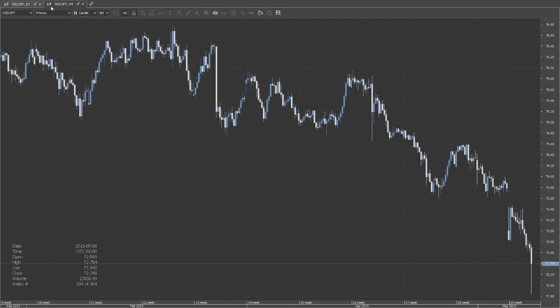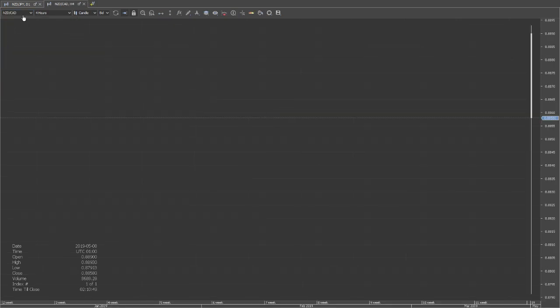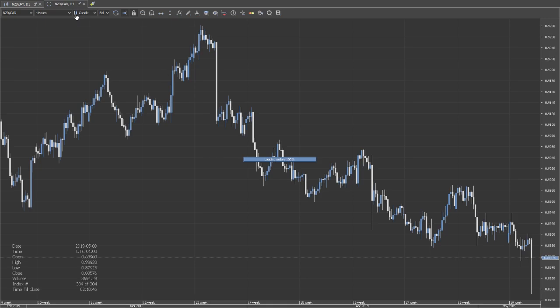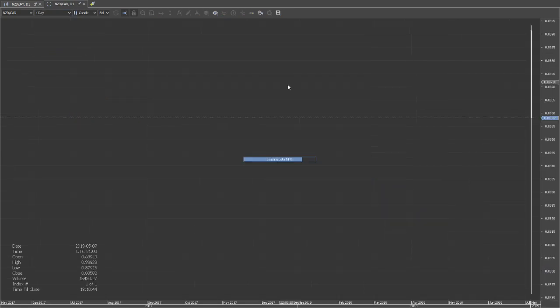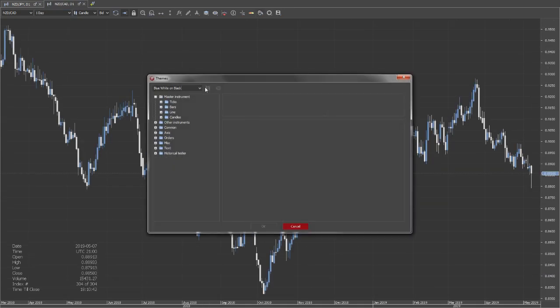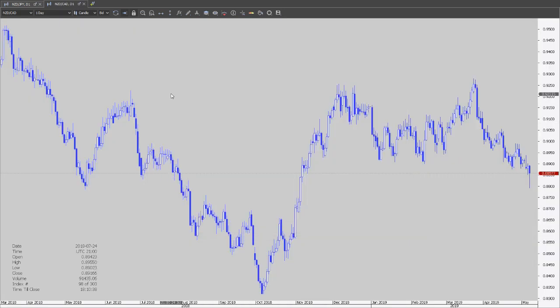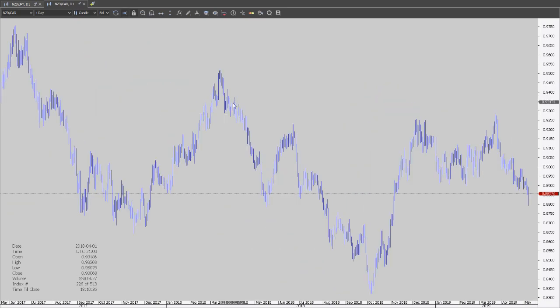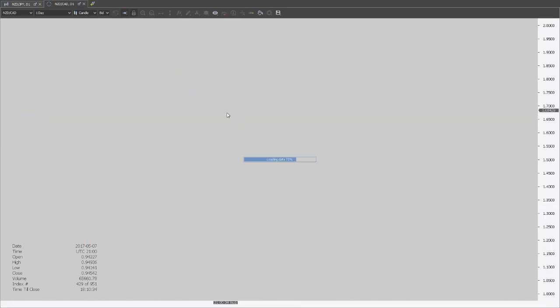Now, let's open NZD-CAD on the daily chart, and I need to rearrange the colors. Custom theme. Oh, I do have it. Great. Okay. Look at this price movement, everybody.